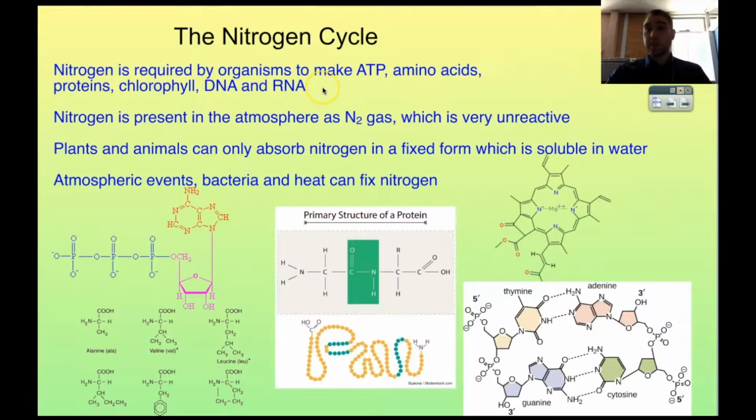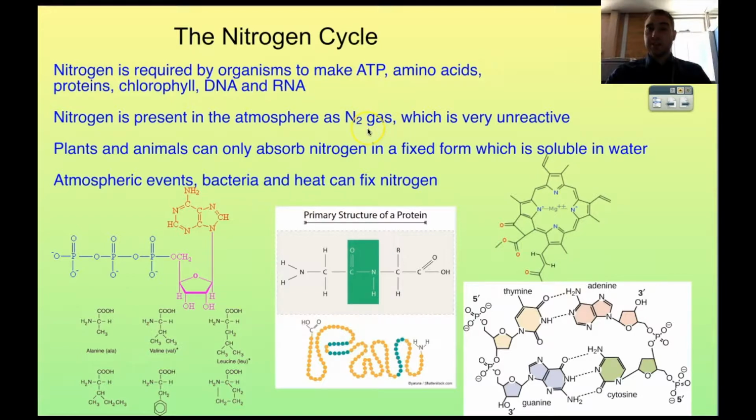Nitrogen is required to make all kinds of important organic compounds, such as ATP, amino acids which make proteins, chlorophyll, DNA and RNA. So down here we can see some of the compounds that contain nitrogen. Here we have ATP, which is an energy carrying molecule. Here we have some amino acids. If you join amino acids together you get proteins. That's what this is. This is A, T, G and C. These are the compounds that make up DNA. And over here we have chlorophyll. So we can see the nitrogens that are present in each of these compounds, and this is why we need nitrogen from the environment so we can make these compounds.